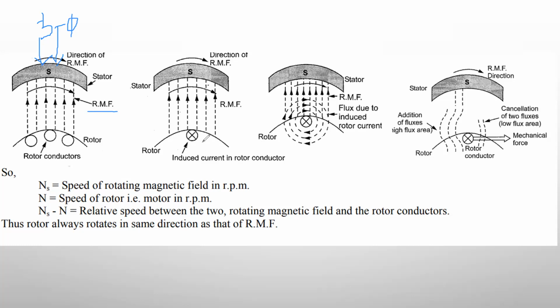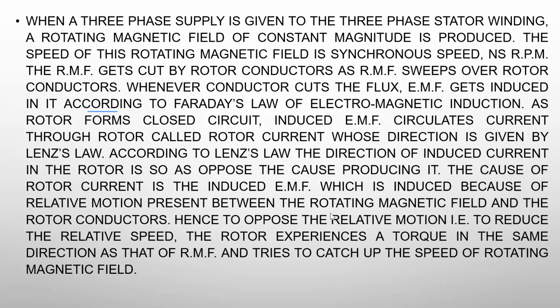This induced current, since the rotor bars are shorted, is in a closed circuit, that will drive a voltage. An EMF is induced in the conductor. So first we will see what is written in the slide, then I'll again explain this diagram.